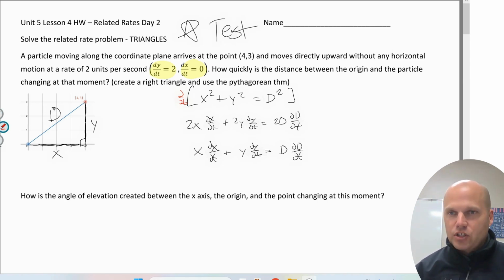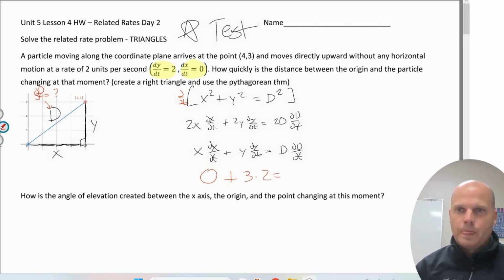We are looking for how this is changing. Okay, so we are looking for d dt. You need to be able to figure that out. How quickly is the distance between the origin and the particle changing at the moment? You need to realize, oh, we're talking about how this length d is changing. You were told dx dt is 0. Great. That means you don't need to use this point 4, that x is 4. You're told that this y distance is increasing by 2 units per second. So my particle's moving upward, and we would have that y is 3 and dy dt is 2.